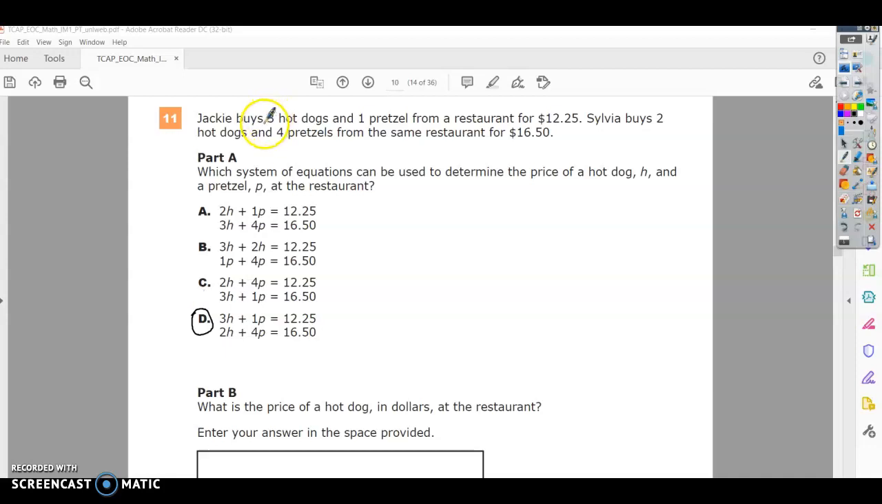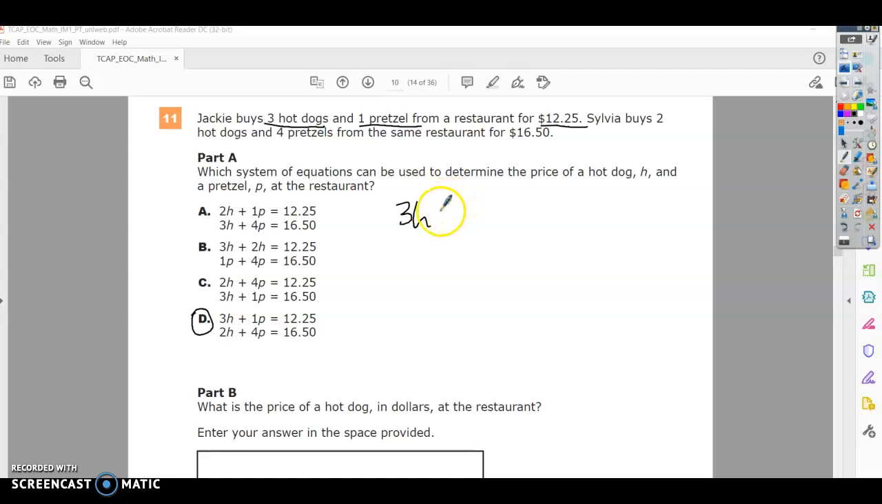So we already saw that 3 hot dogs and 1 pretzel each equals $12.25, which is this first equation. And Sylvia had 2 hot dogs and 4 pretzels for $16.50. So that's the second equation. To solve a system of equations, you have to either get rid of one variable using elimination, or you have to solve for one variable using substitution and plug it into the other one. Looking at this system, I'm going to decide to use elimination.